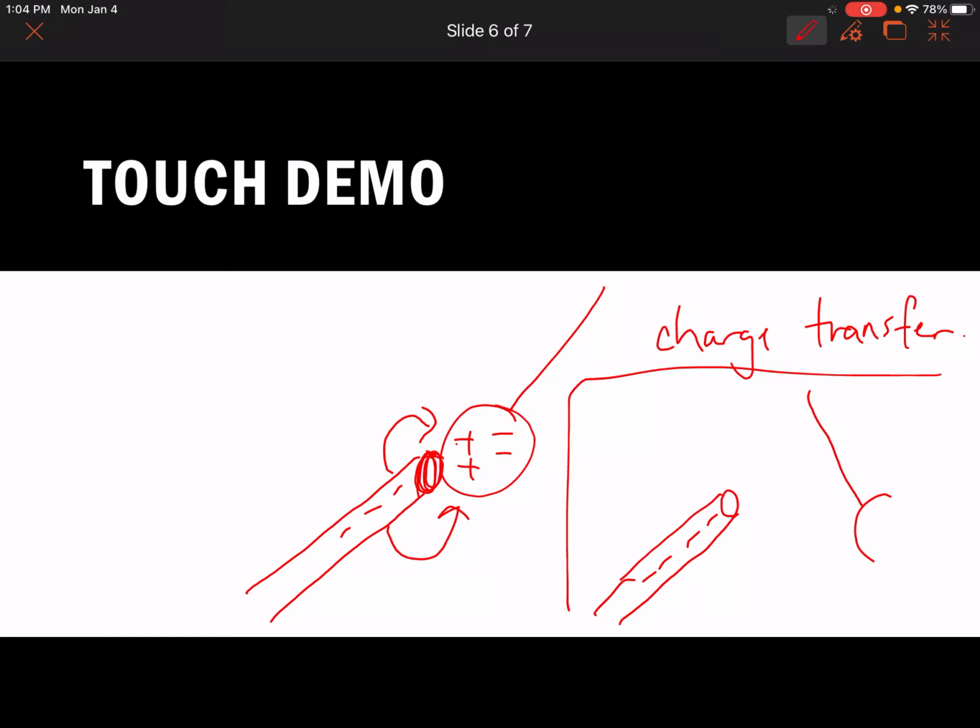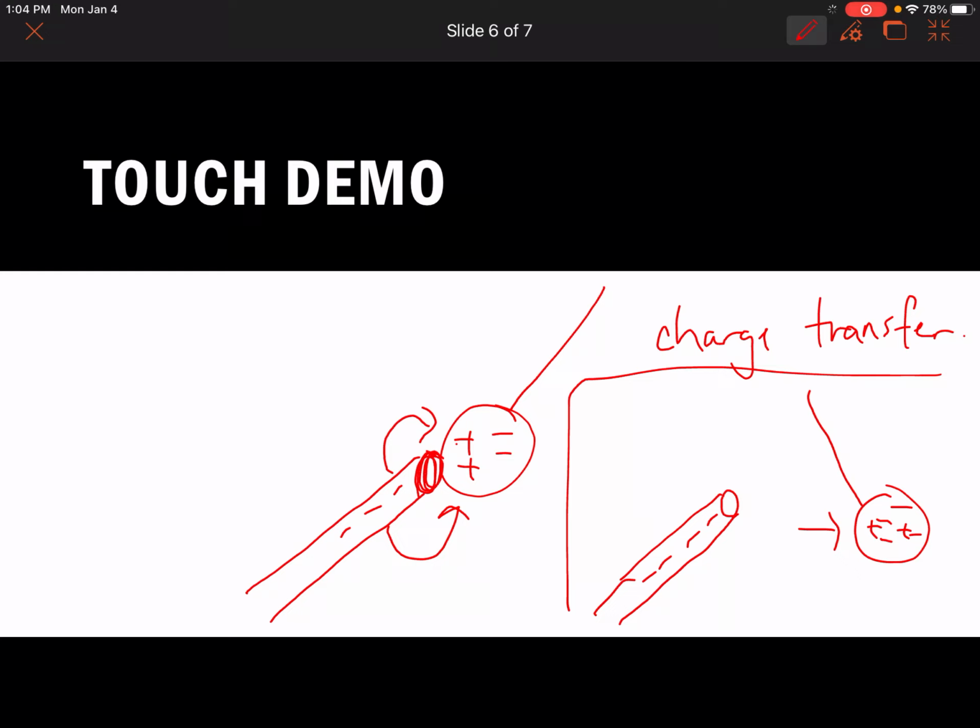So now we're going to have to draw the pith ball moving in the other direction because it doesn't want to be near that negative rod any longer. And so now I'm going to draw here more negatives than positives because this ball is now negative, the rod is negative, and they're going to repel each other, okay? So when we touch like that, we've got a transfer of charge, and so the rod caused the ball to become negative.